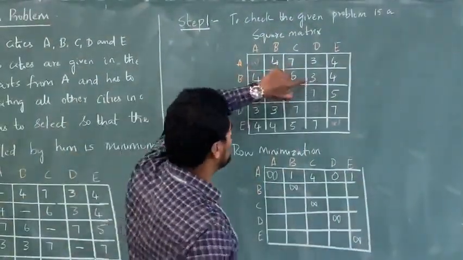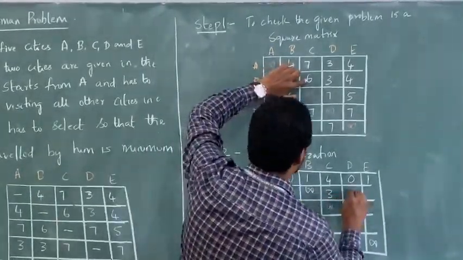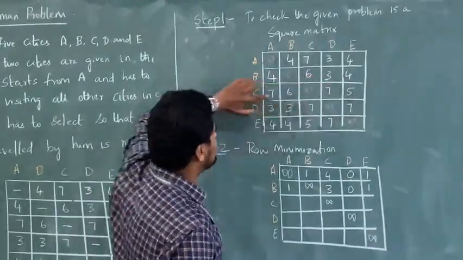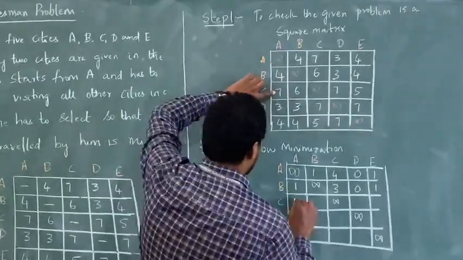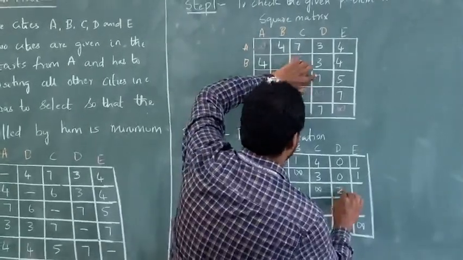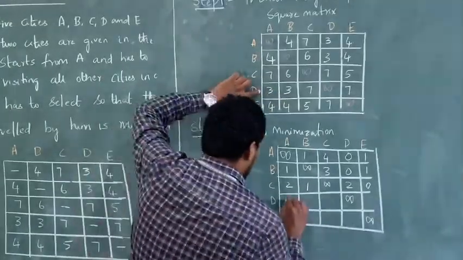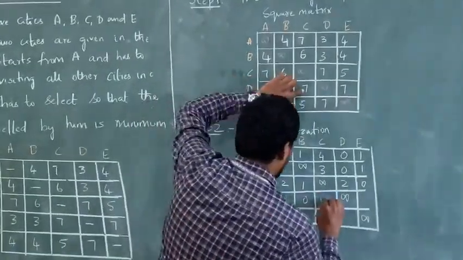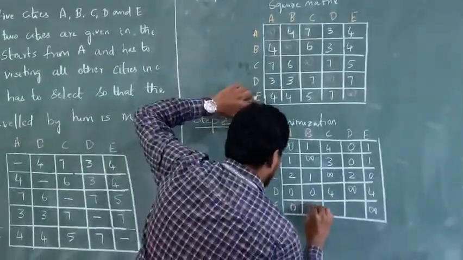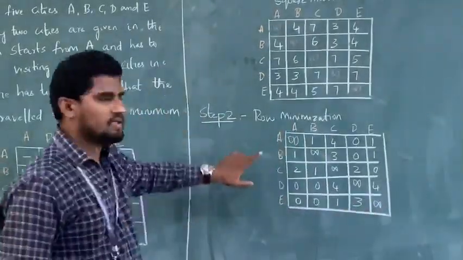In row B, the least element is 3. So 4 minus 3 is 1, 6 minus 3 is 3, 3 minus 3 is 0, 4 minus 3 is 1. In row C, the least element is 5. So 7 minus 5 gives 2, 6 minus 5 gives 1, 7 minus 5 gives 2, 5 minus 5 gives 0. In row D, the least is 3. So it is 0, 0, 4 and 4. In row E, the least is 4. So it is 0, 0, 1 and 3. This is row minimization.